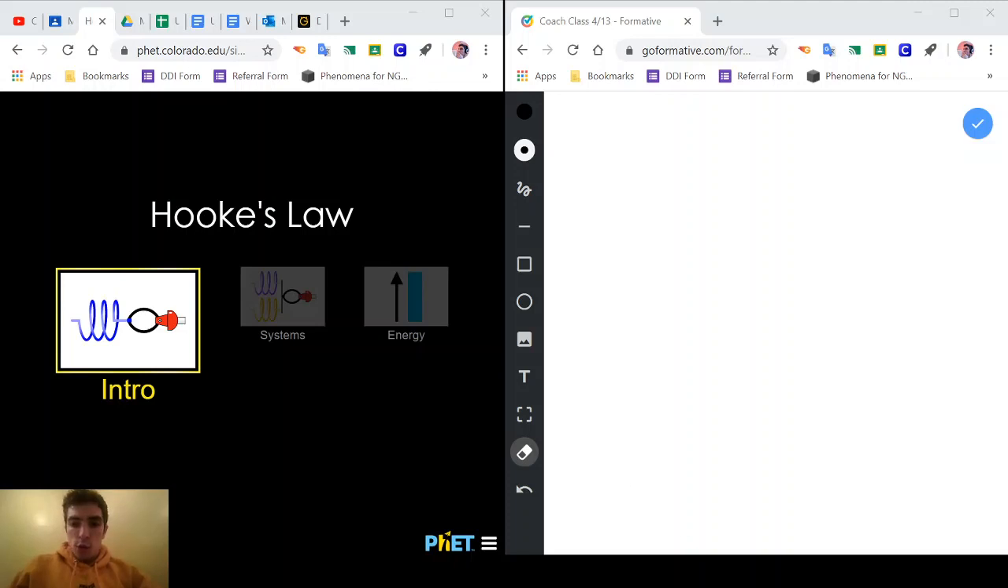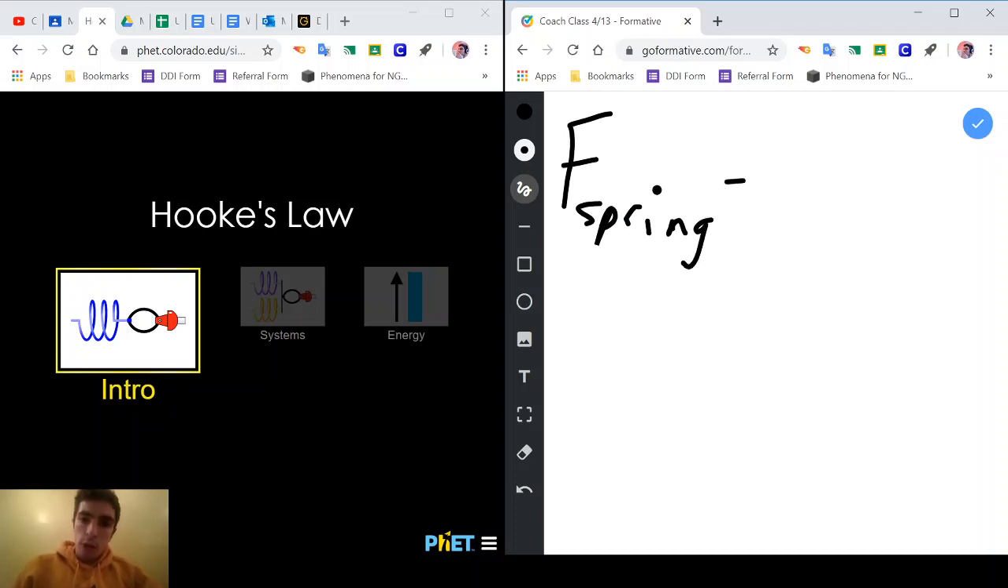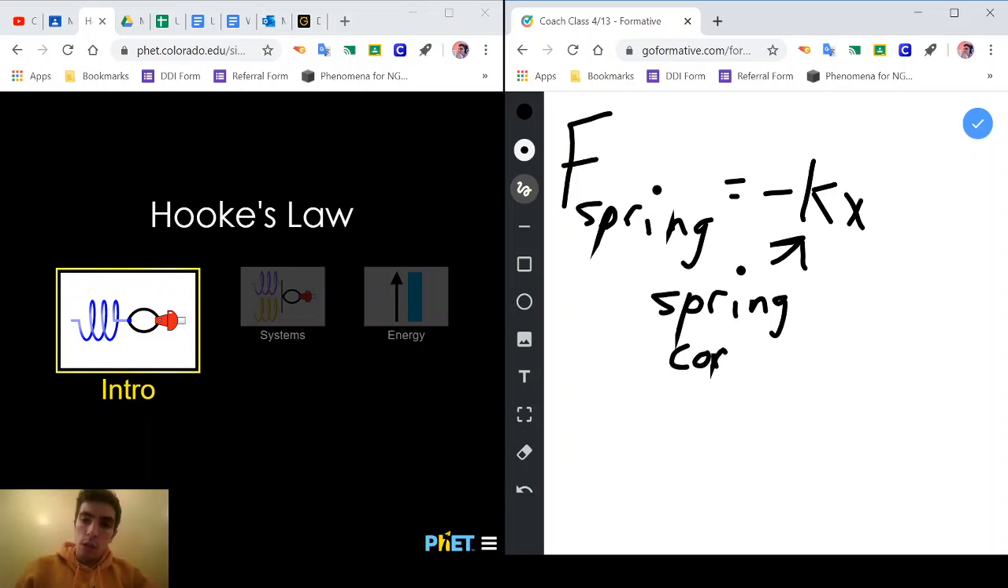Okay, so earlier this week, you guys were working with Hooke's law, which tells us about the forces that are exerted by springs. And so that equation that you guys were working with looked like this. We had this negative kx, where k was a new thing for us. That was a spring constant.